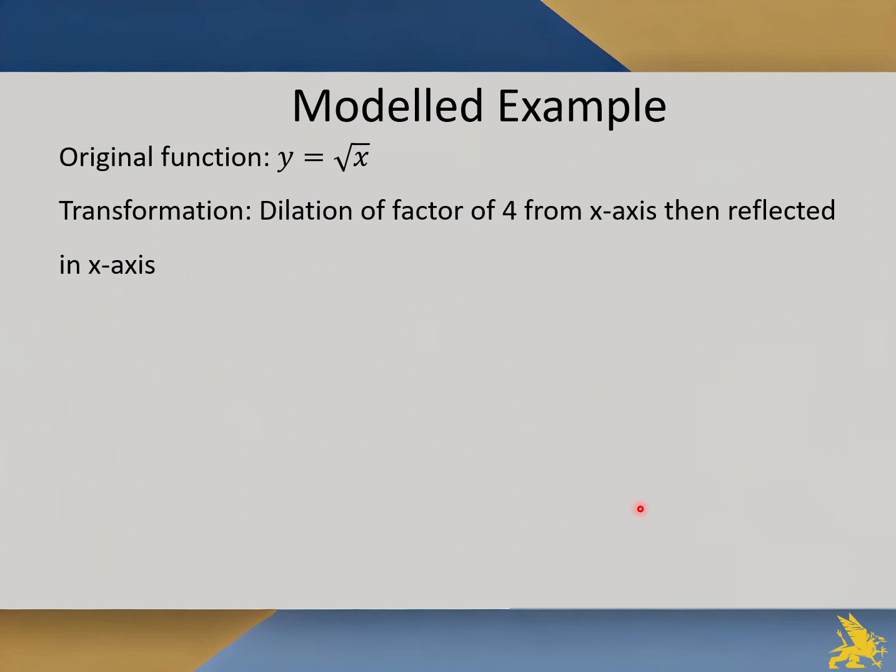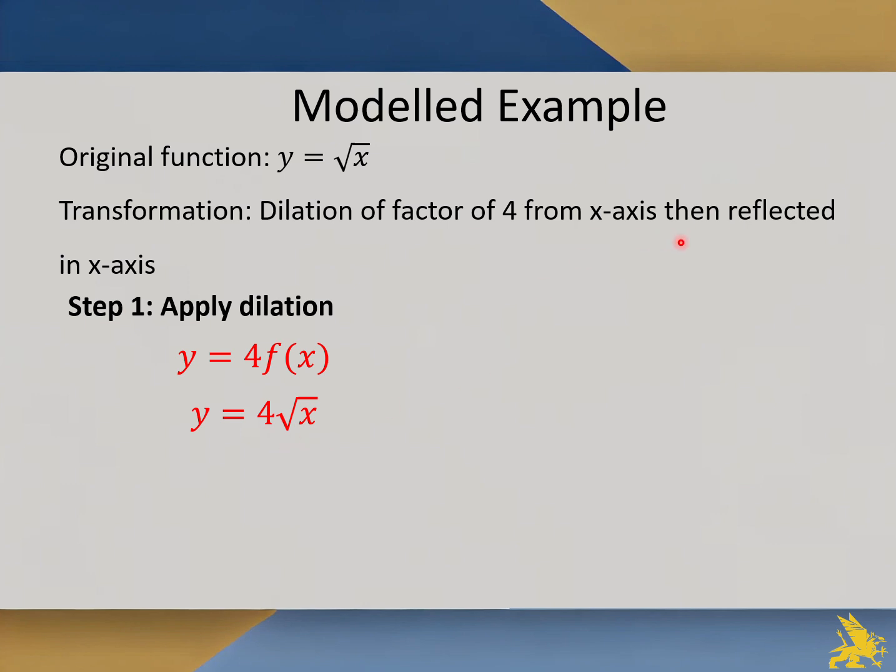So let's look at this. In this case here, we are starting off with y equals square root x. That is a basic graph. Because of that, we are using DRT unless it tells us otherwise. Dilation of factor of 4 from the x-axis, then reflected in the x-axis. So we apply dilation. It's from the x-axis, which means it is affecting our y value. Our y value is square root x. So it will be y is equal to 4 times f of x, which is just 4 square root x.